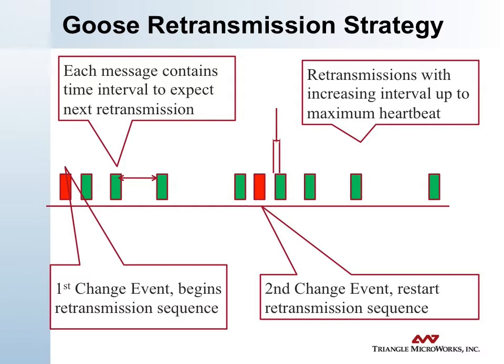The second red bar then is the second change event. We will then start the retransmission policy all over again, doing fast retransmissions until we reach some fixed amount. So each message contains the time to wait for the next message, and so you detect dropouts. And the maximum retransmission rate is configured to be the time that is acceptable for new subscribers to get the data.